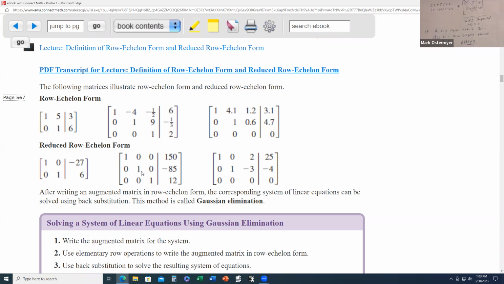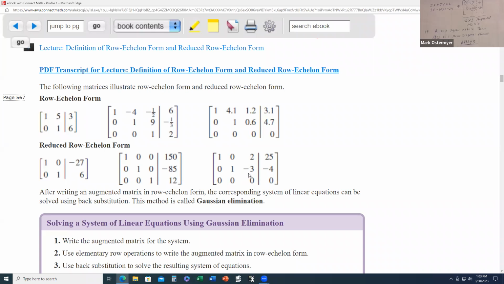This matrix here is in reduced row echelon form because not only is this matrix in row echelon form, but it's also satisfying the requirement that above the leading 1 in each row, there must be zeros. That's why we say this matrix is in reduced row echelon form.